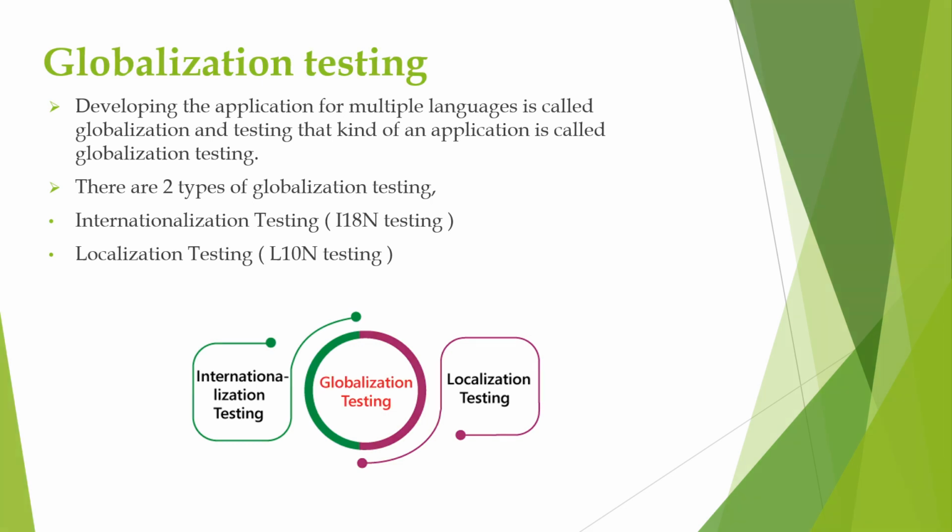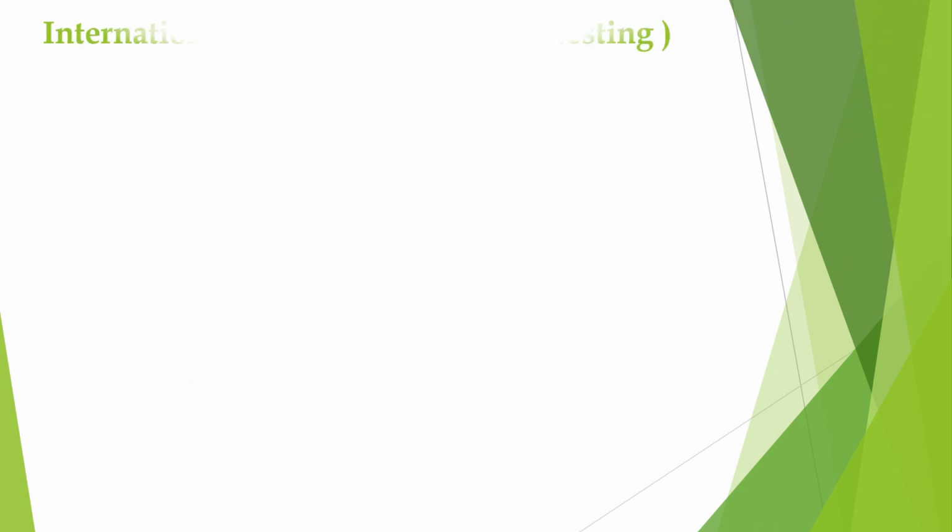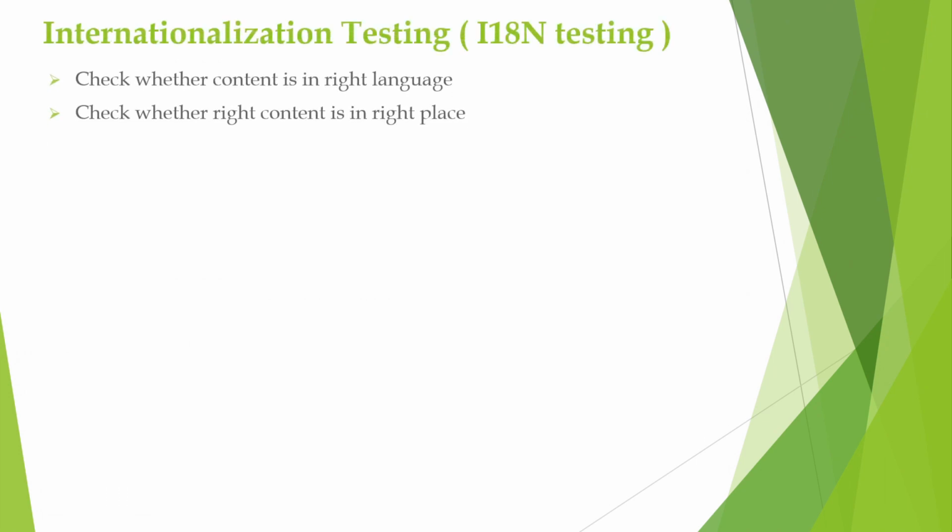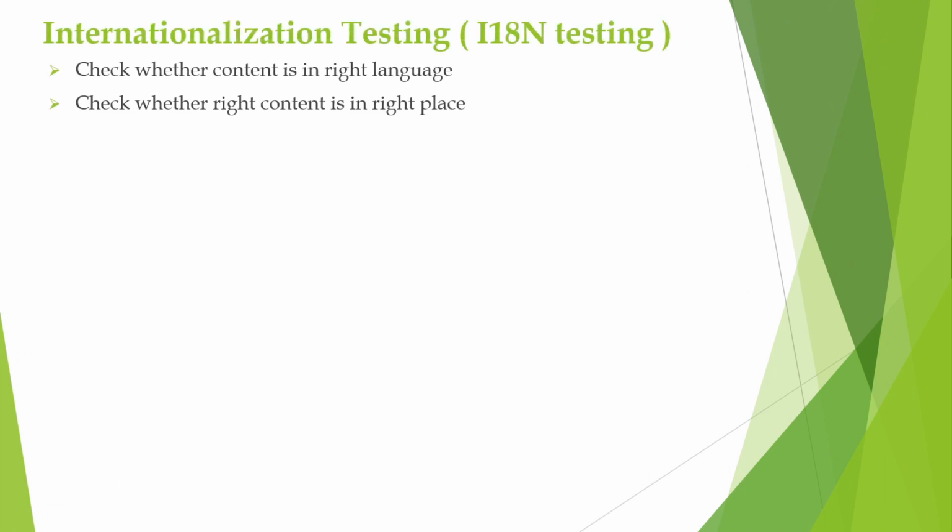Developing an application for multiple languages is called globalization, and the testing of such kind of an application is called as globalization testing. Globalization testing has been divided into two types, that is internationalization testing and localization testing. Internationalization testing is also called as I-18N testing.